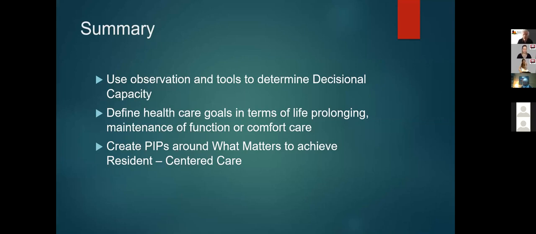And then finally, to create quality improvement projects around what matters to achieve resident-centered care. So that's, again, one of the marching orders from CMS, to have patient or resident-centered care. And so if you construct a PIP around what matters, so for example, distribution of the Stanford letter could be a PIP to fine-tune or enhance patient resident-centered care. Okay, next slide.